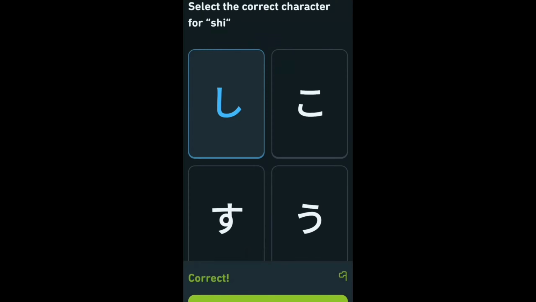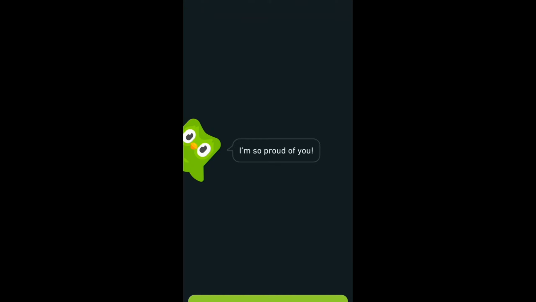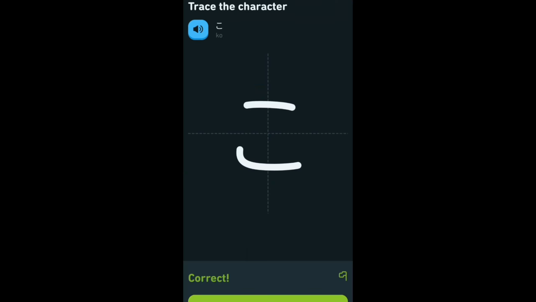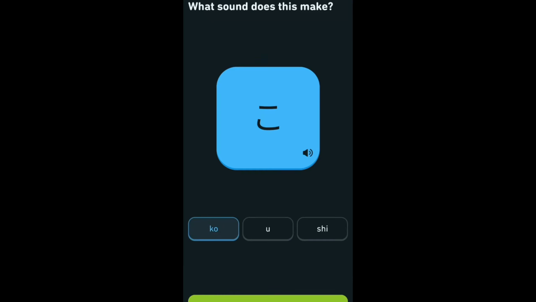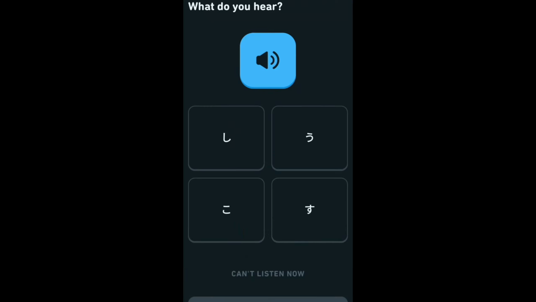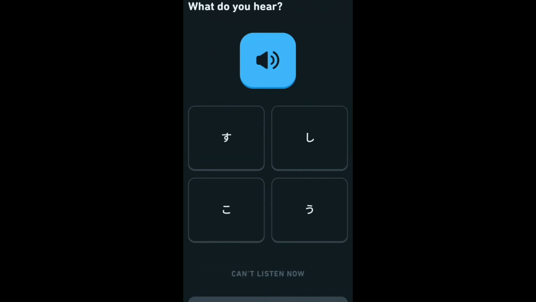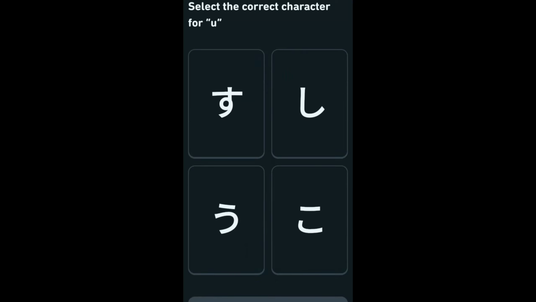Select the right character. So now we're moving on. Shi. Su. Okay. Now ko. What is the character for ko? Ko. Yep, the first one. And now what is su? Right, fourth one. And what is ko? Well done, the first one. And now what is ni? Yep, right. What is u?